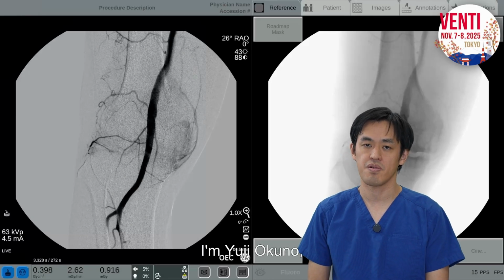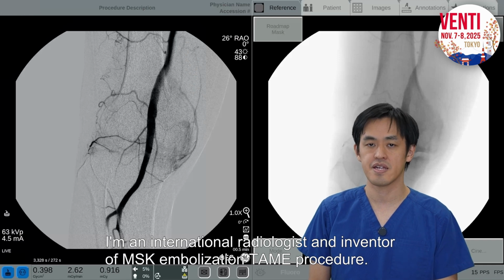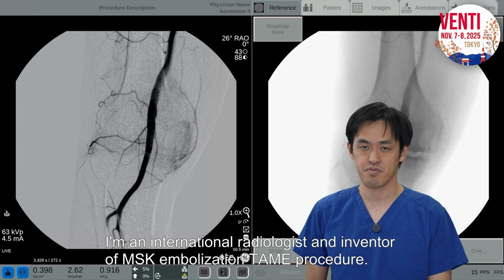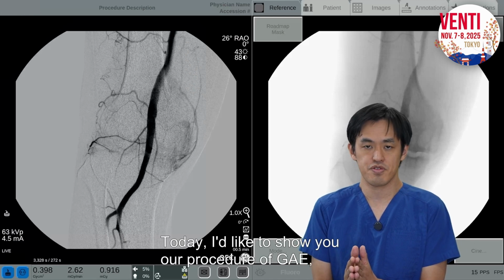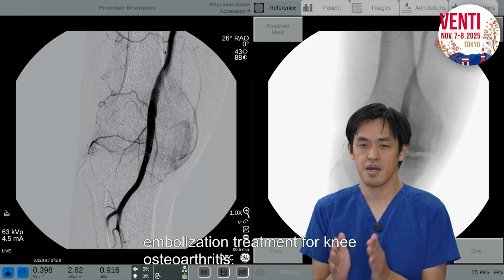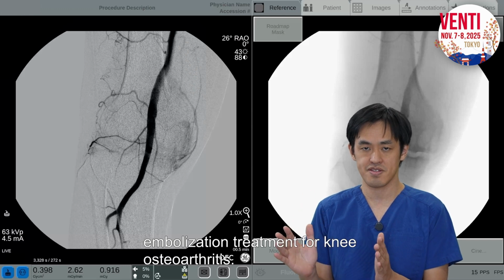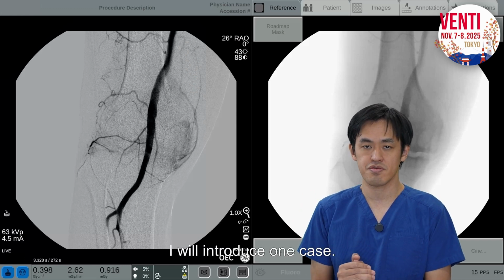I'm Yuji Okuno. I'm an interventional radiologist and the inventor of the MSK embolization TAME procedure. Today, I'd like to show you our procedure of GAE embolization treatment for knee osteoarthritis. I will introduce one case.